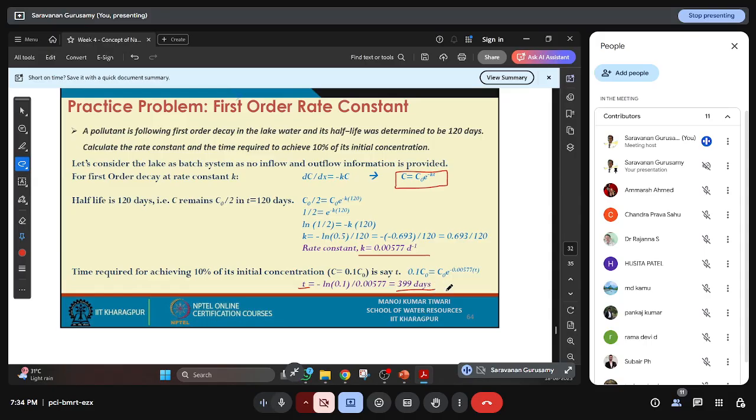So t is 400 days. Within 400 days the pollutant will become 0.1 times the initial 100. To become 50 it takes 120 days. To become 10, that is 0.1 times, it will take 399, that is 400 days. So that's the time requirement.